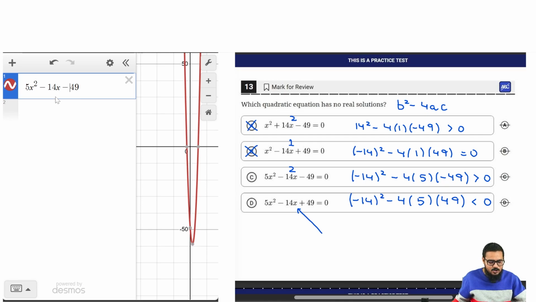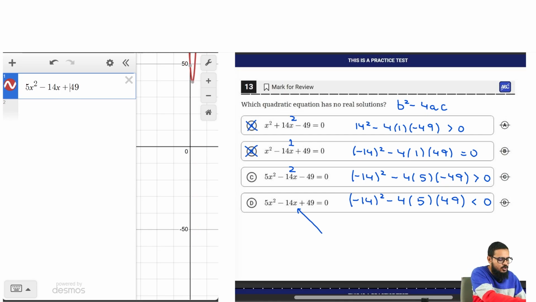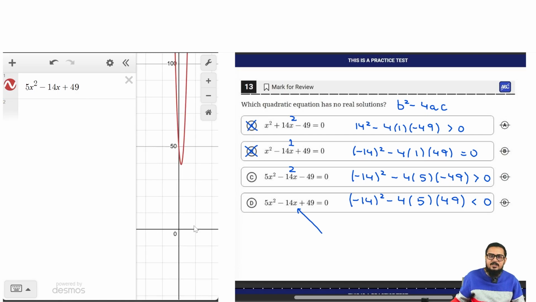And finally, 5x squared minus 14x plus 49. So let's put a plus over here. You can see that now your graph is not actually hitting your x-axis. You do not have any real solutions for this quadratic equation, which is why answer option D should be the right choice through both of the approaches.